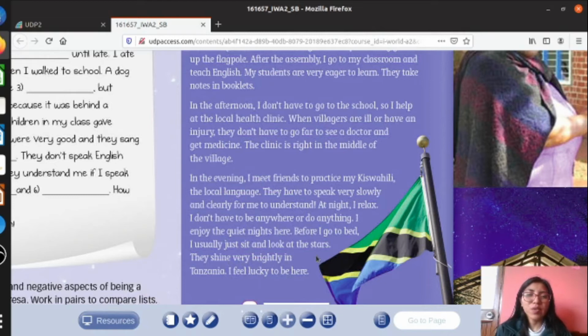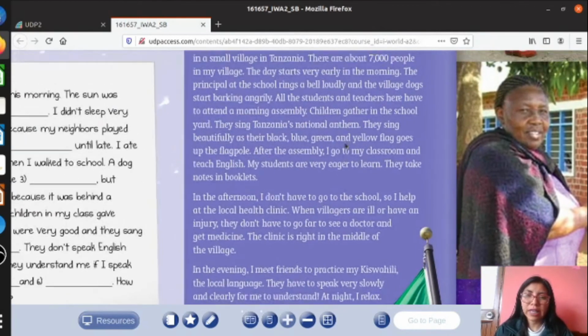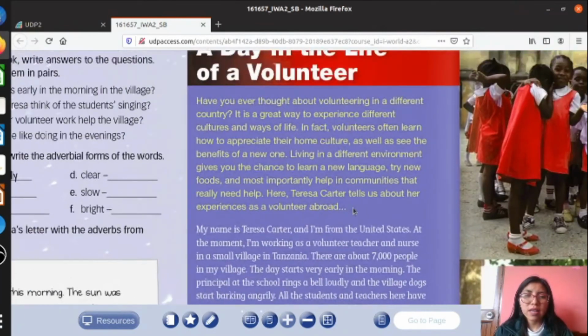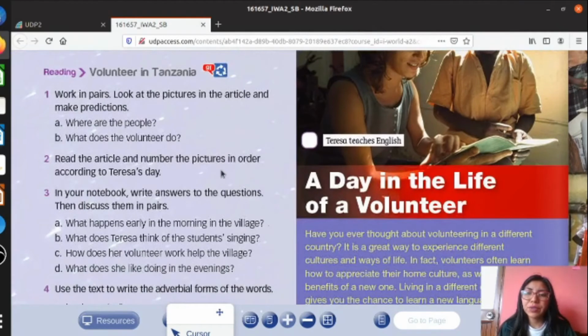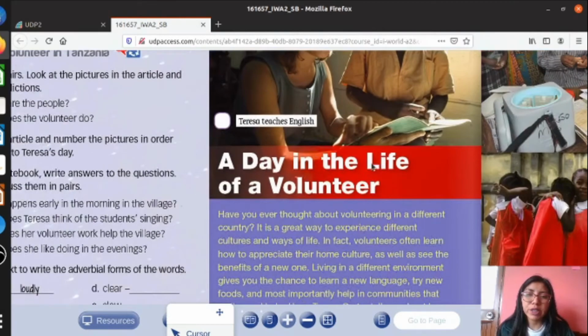Okay, so that is the experience of Teresa. Esta es la experiencia de Teresa, okay? So, we are going to do exercise number 2, okay? Read the article and number the pictures. We already did it, and we are going to number the pictures in the order according to Teresa's day. Vamos a ordenar los dibujos de acuerdo al día de Teresa, okay? So, here we have Teresa teaches English.